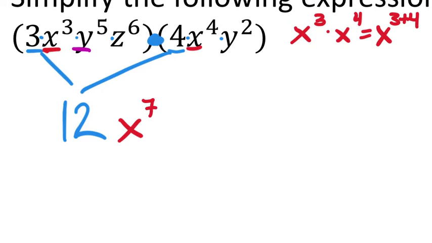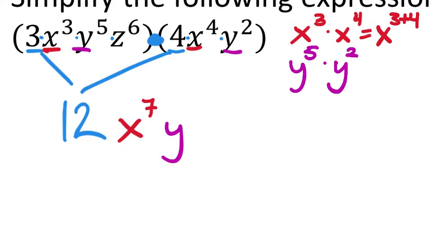Next up, let's look at our base y's right here. We got some base y's. So let's look at this over here. So I got y to the power of 5. And I also got y to the power of 2. So that would be y to the power of 5 and 2, but we'd add those exponents because the bases are being multiplied. 5 plus 2 gives me another exponent of 7. It's just now for the y's, okay?